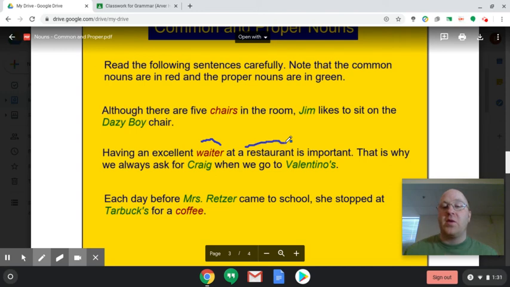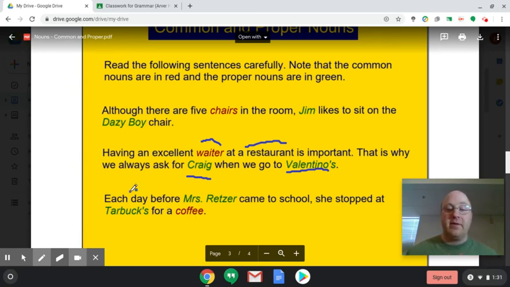Now, if we write the name of a restaurant, like here we go, Valentino's, then it's a proper noun. So restaurant's the common noun, Valentino's the proper noun. And then another proper noun is a person here, is Greg. So again, if we're talking about a specific person, place, or thing, then it is a proper noun.